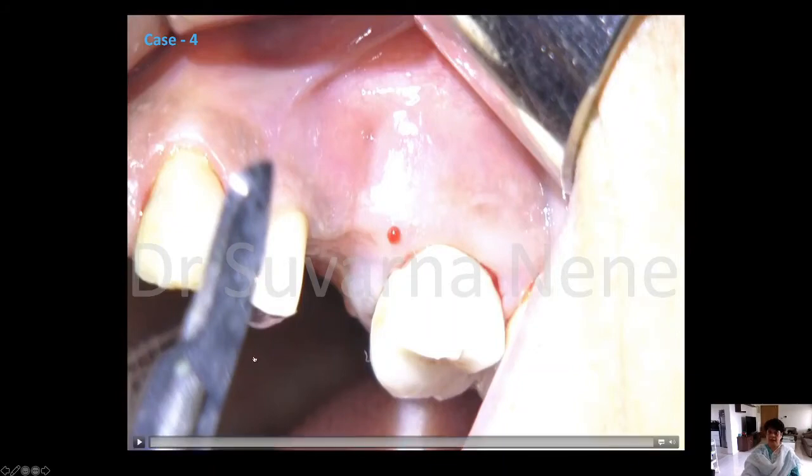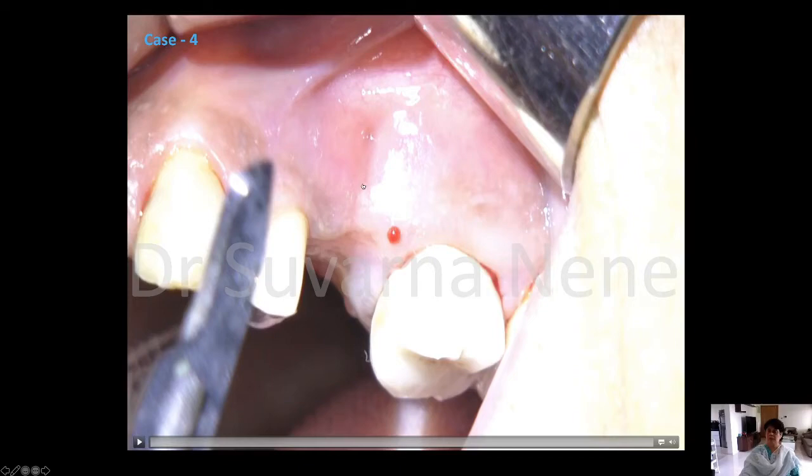Now let's take a look at case number four. Let's start the video directly. I will tell you what the case was. She had other implants in the area. I think even her tooth number four has an implant. Five had a root canal treatment, and that got vertically fractured. So when she came with a vertical fracture of the second premolar, I extracted the tooth.